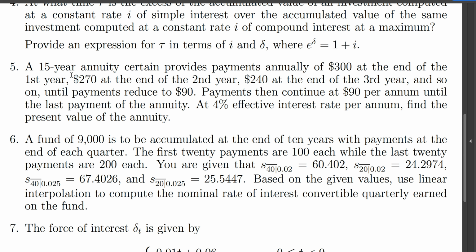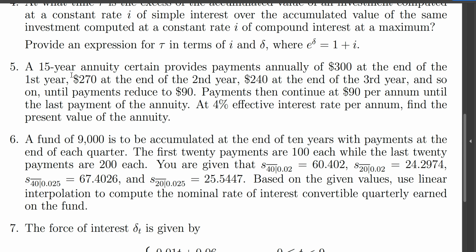And so as always, when in doubt, draw a diagram. So this thing lasts for 15 years. And then we're told that it starts off as $300, and then it's going to keep on decreasing, and then up to a certain point it's going to reach 90, and then it's going to stay at 90 all the way to time 15. So first of all, we need to find when it drops to 90.